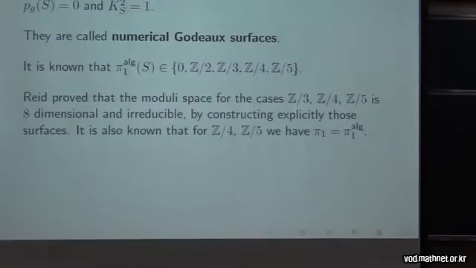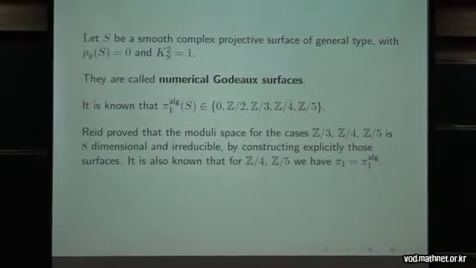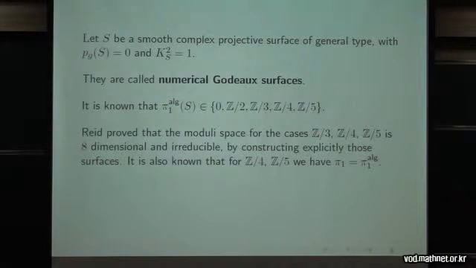And Miles Reid, about 40 years ago, I think, proved that the moduli space for the cases Z3, Z4, Z5 is 8-dimensional and irreducible. And the way was to construct explicitly those surfaces. And because of the construction for the cases Z4 and Z5, you can prove that actually the fundamental group is exactly the algebraic fundamental group. Z3 also? It's not written, but it's easy to do by my methods.